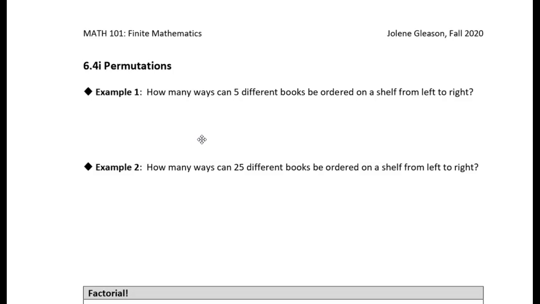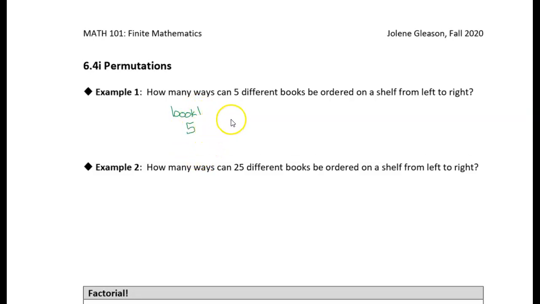So let's say first of all we're going to fill that first position on the shelf, the leftmost position. And I've got a pile of books that I have to put on the shelf. I'm going to first of all choose a book, and I have 5 books to choose from. So I have 5 choices for that first task. So I'm just going to say my first task is I need to pick up that first book, and I have 5 books to choose from.